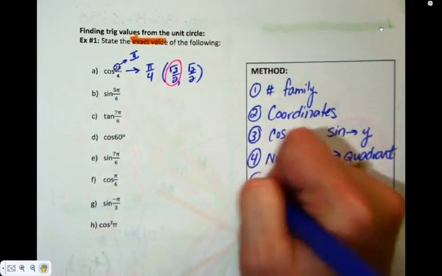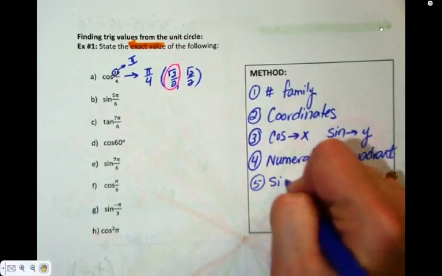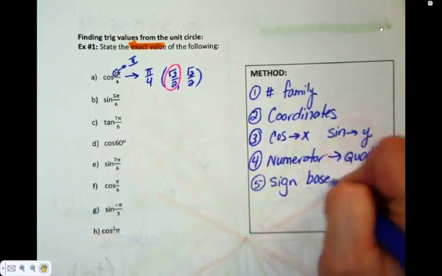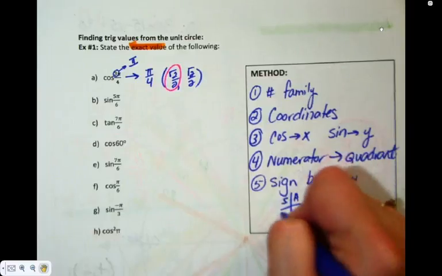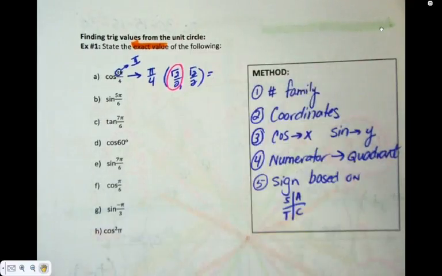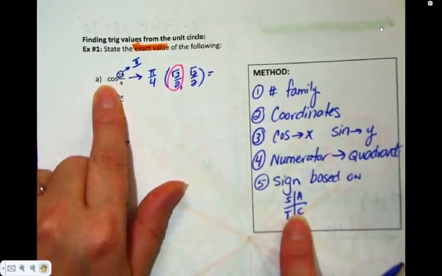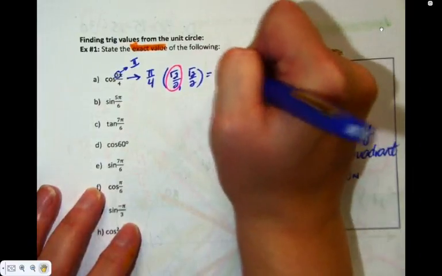And then the last step, I'm going to put either a positive or negative. I'm going to call it the sign, but S-I-G-N, based on the CAST rule. Quadrant 2, cos. What does that tell us down here? What do we know about cos in quadrant 2? Negative, so the final answer is negative root 2 on 2.